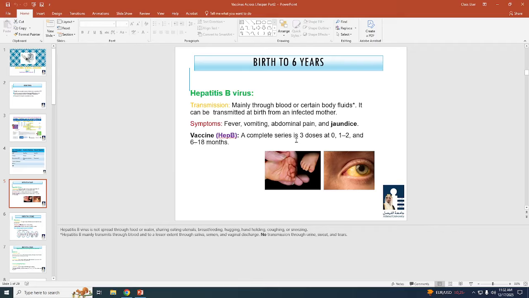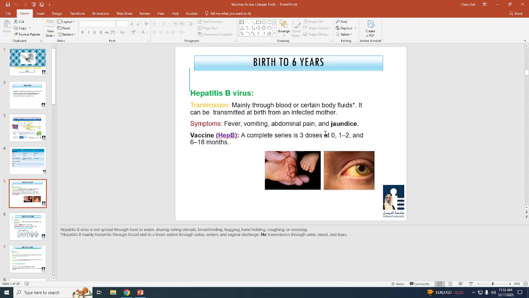I don't need you to know how many doses there are for complete vaccination, or when to give them. The number of doses, yes, you need to know, but not exactly when to give it, at birth, or 1 to 2 months, and 6 to 18 months. No need for that.